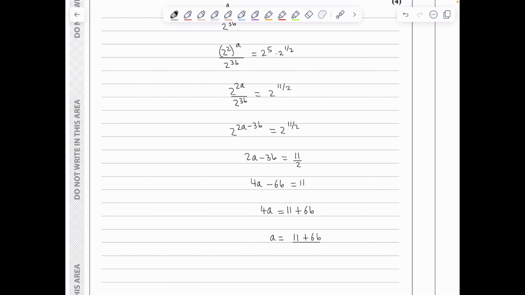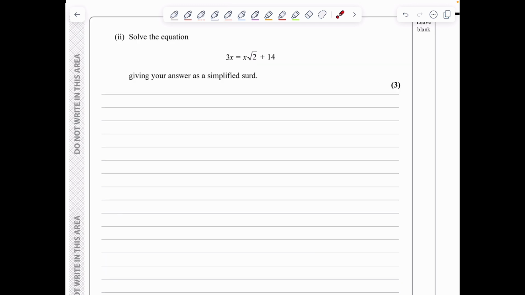over 4. In ii, we need to solve the equation 3x is x root 2 plus 14, giving our answer as a simplified surd. I will start by collecting the x terms on the left-hand side, so 3x minus x root 2 is 14. I will factor out the x, so x brackets 3 minus root 2 is 14, which means that x is 14 over 3 minus root 2, but we are not done.